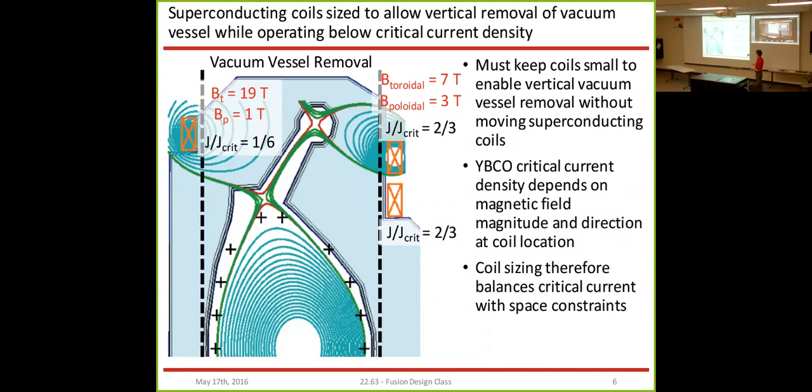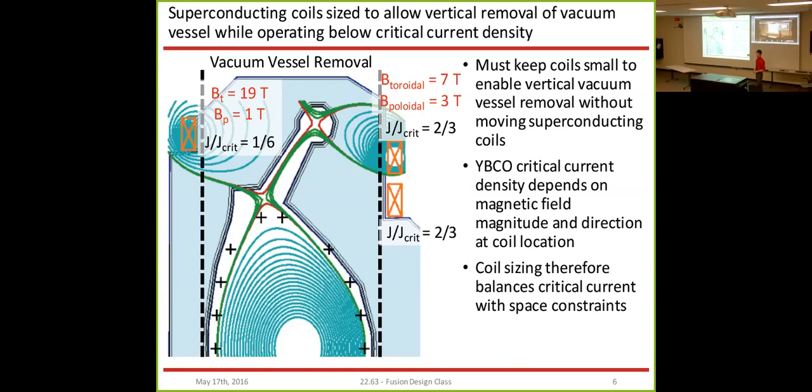But in order to maintain this ability, this means that all of our superconducting coils here had to be radially either inside the inboard side or outside the outboard side of the vacuum vessel. So these two vertical lines represent the inner and outermost extent of the vacuum vessel. And as you can see, all three of our coils are far enough away from the vacuum vessel that this entire vacuum vessel can be removed vertically without having to move these coils.